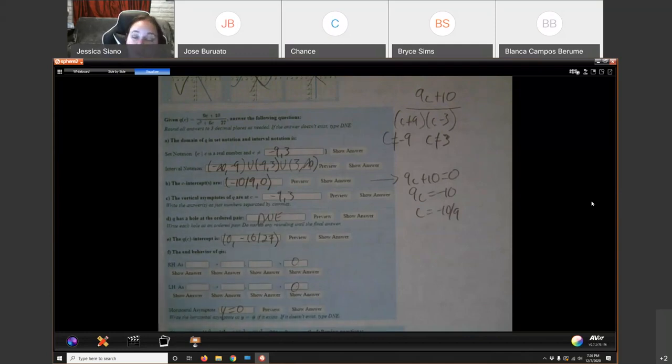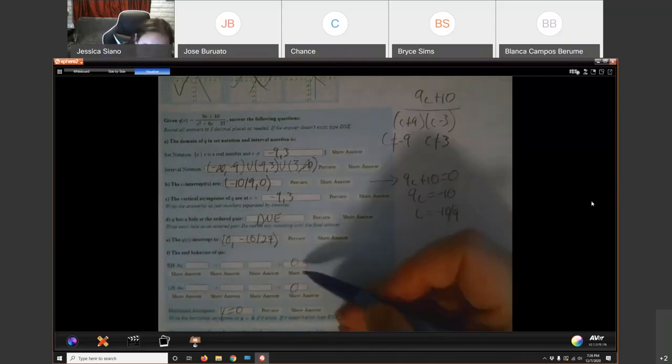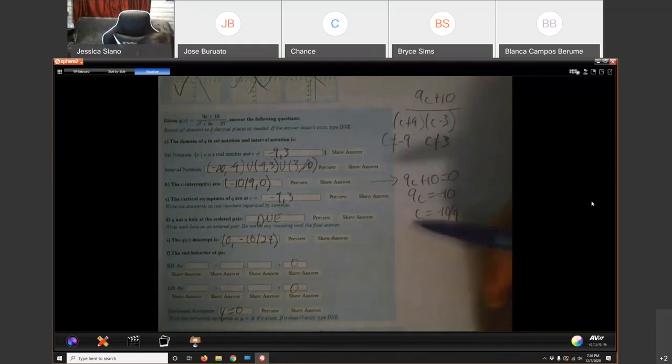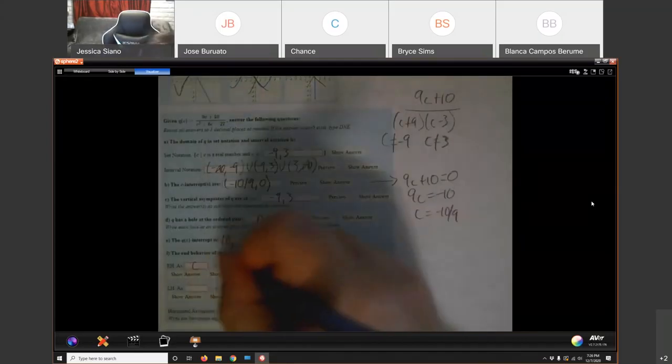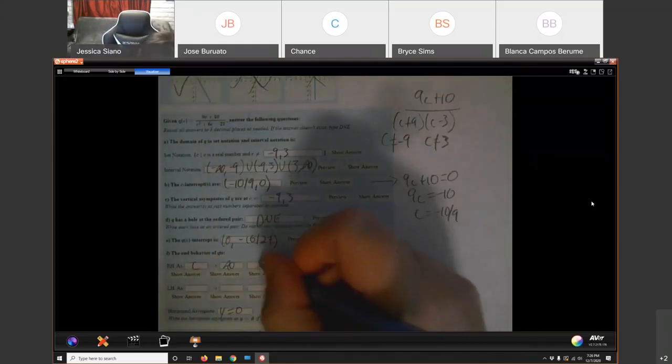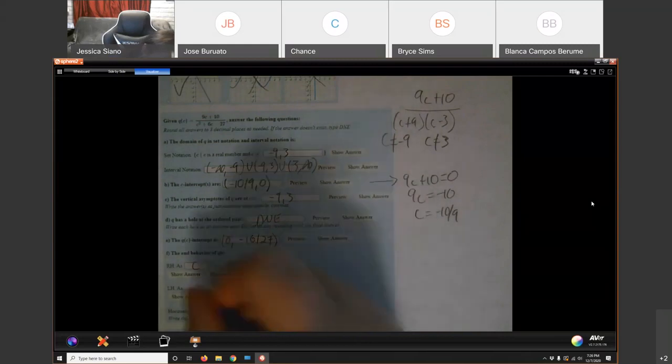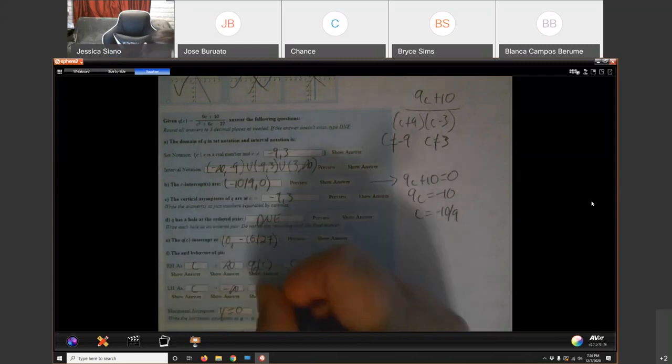If you have a bigger degree in the numerator, then you're going to use your polynomial rules. So this would be, as c approaches infinity, q of c, and as c approaches negative infinity, q of c.